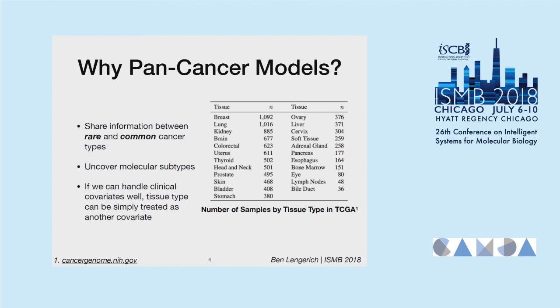But if we can learn pan-cancer models, maybe there are mutational signatures that span the tissue types, and so we can share information between the common and the rare types of cancer.